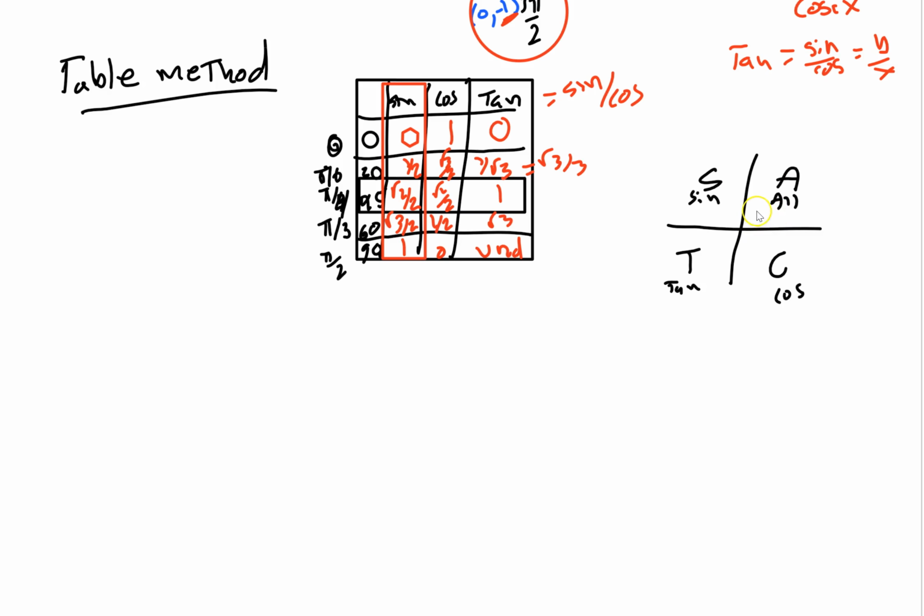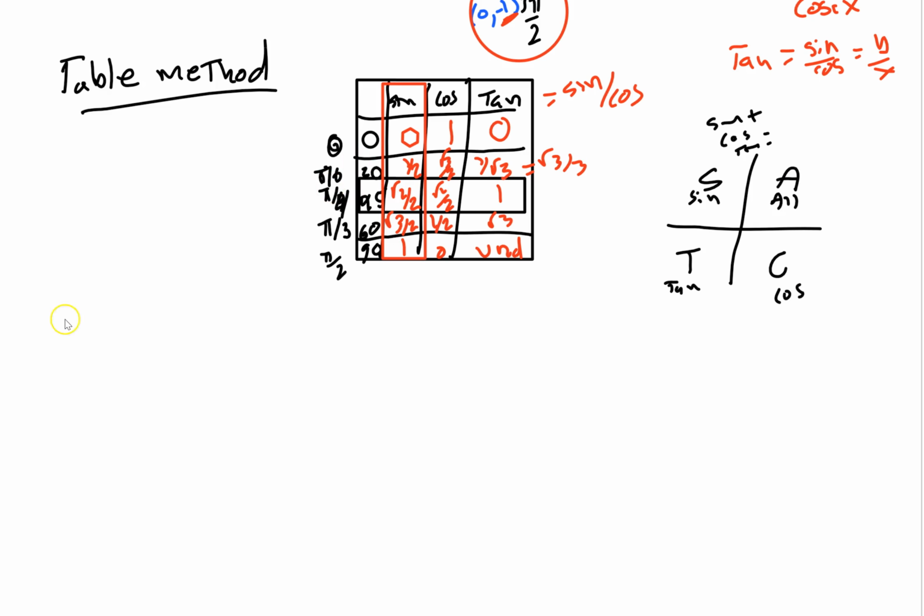Equally important: in quadrant 2, sine is positive, but that means cosine and tan are negative. In quadrant 3, only tan's positive, the other 2 are negative. In quadrant 4, only cosine is positive, the other 2 are negative. So for the table method you need to know how to build a table: start with sine, 0 up to 1, switch it for cosine, and tan is sine over cosine. And you need to know All Students Take Calculus. We're going to use it in a bit.